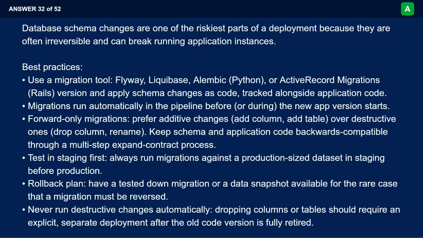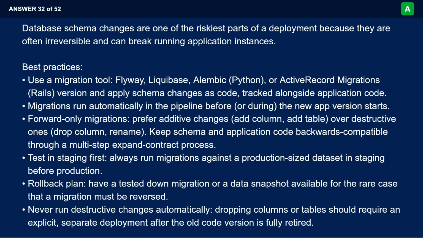Version and apply schema changes as code tracked alongside application code. Migrations run automatically in the pipeline before or during the new app version starts. Forward-only migrations. Prefer additive changes, add column, add table, over destructive ones, drop column, rename. Keep schema and application code backwards compatible through a multi-step expand-contract process.